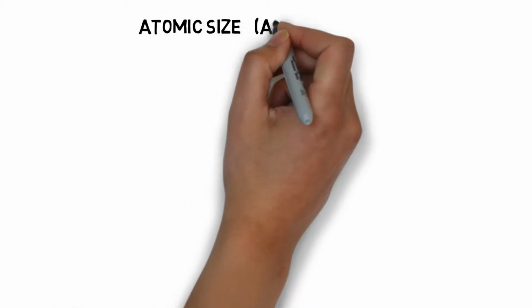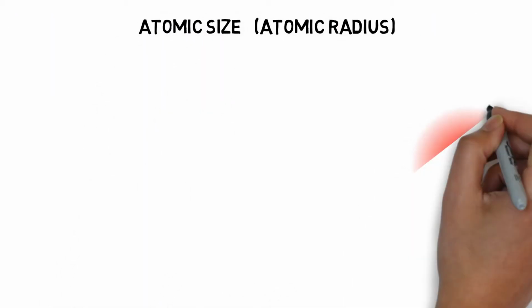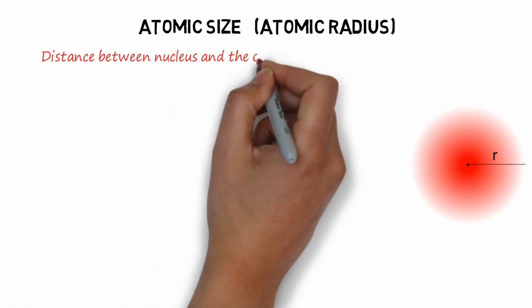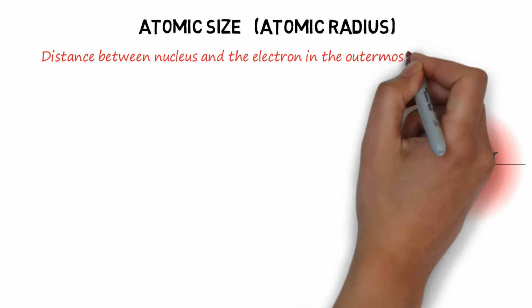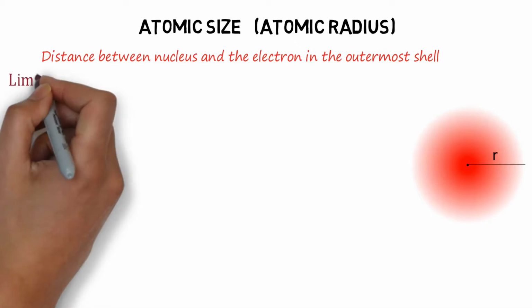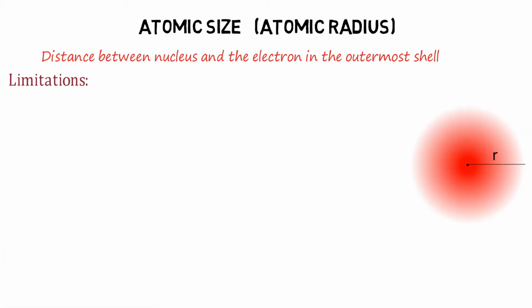The size of an atom is described in terms of radius of an atom. Atomic radius is defined as the distance between the nucleus of the atom and the electrons in the outermost shell. The absolute size of an atom cannot be defined exactly because of some limitations.